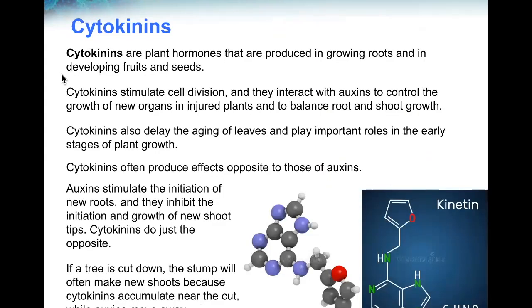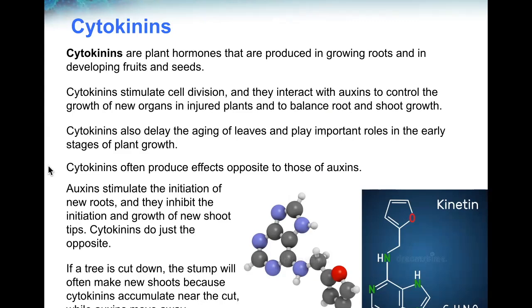Cytokinins are plant hormones that are produced in growing roots and in developing fruits and seeds. Cytokinins stimulate cell division and they interact with auxins to control the growth of new organs in injured plants and to balance root and shoot growth. Cytokinins also delay the aging of leaves and play important roles in the early stages of plant growth.